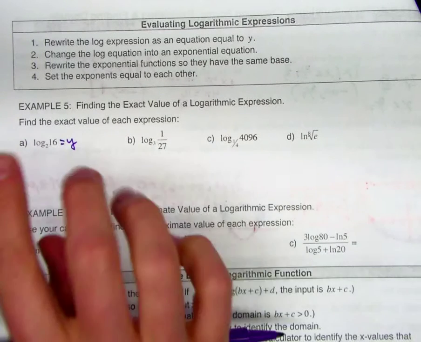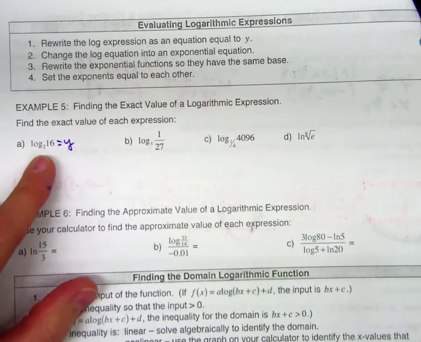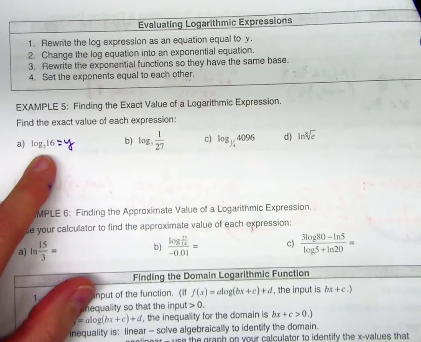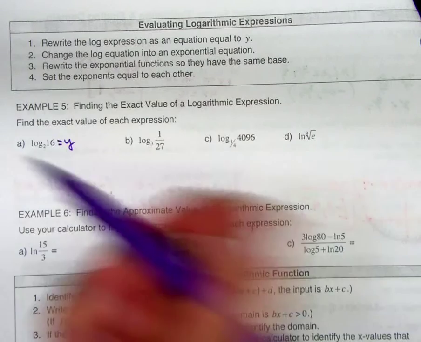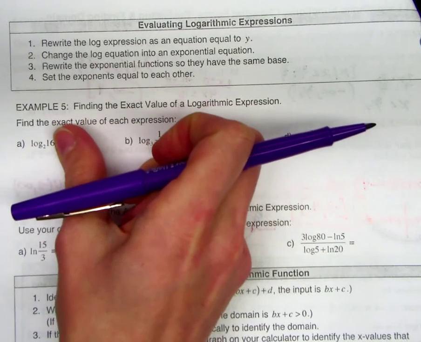Anytime, and this goes for any form that you're in, if you are trying to solve a log expression or an exponential expression, one of the first things you want to attempt, if you are unable to get the answer right away, is to change forms. It's a really simple way to solve things, if possible. So in this case, we're in log form. We're like, I don't know what log base 2 of 16 is.